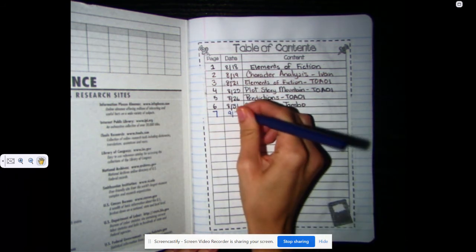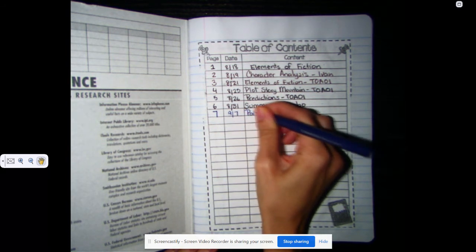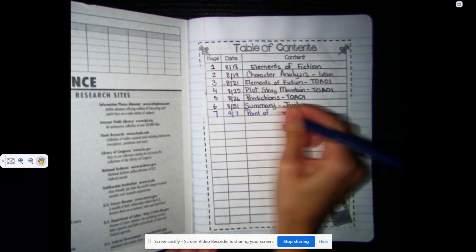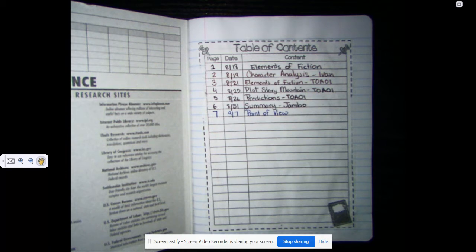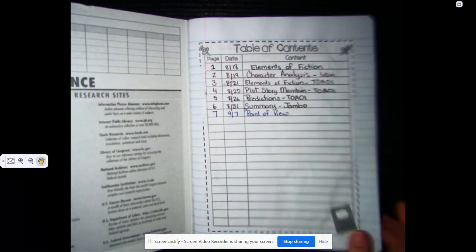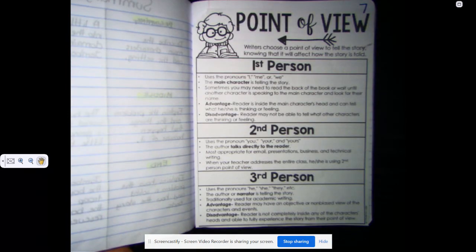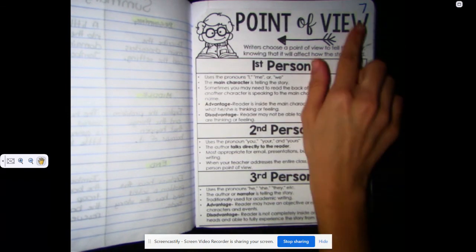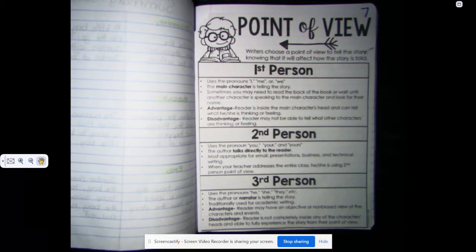Today is September 7th, and the entry is going to be called Point of View. Let's go ahead and turn to page 7. And you're going to go ahead and glue in this page and make sure that you put the page number up top. Okay? Point of view. We're going to write ourselves a little definition right here.